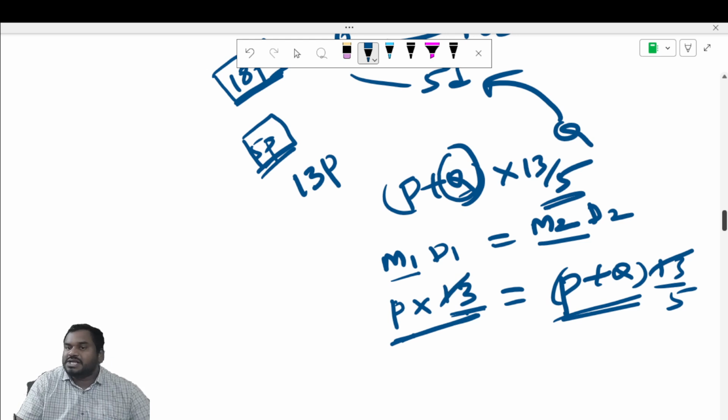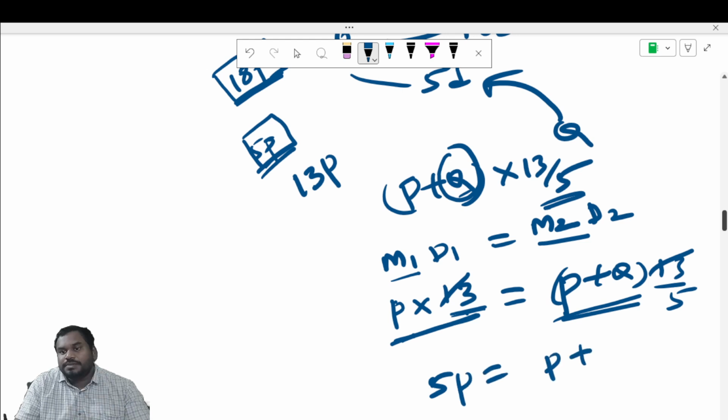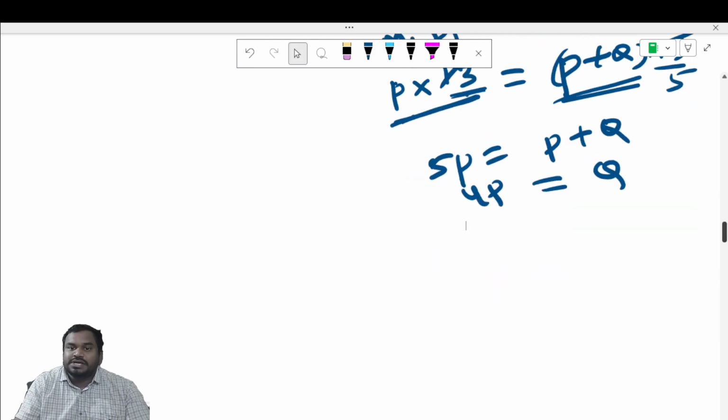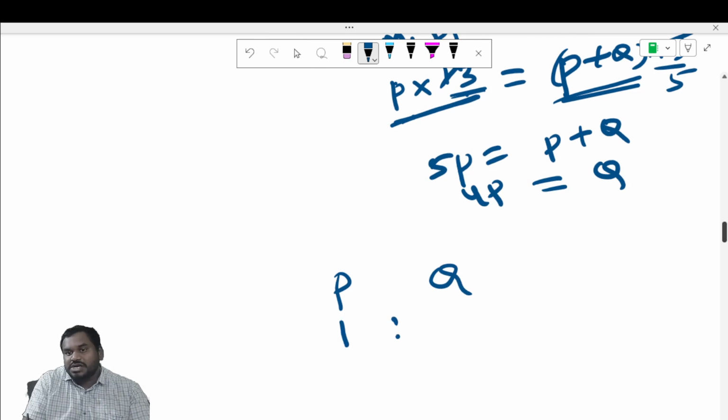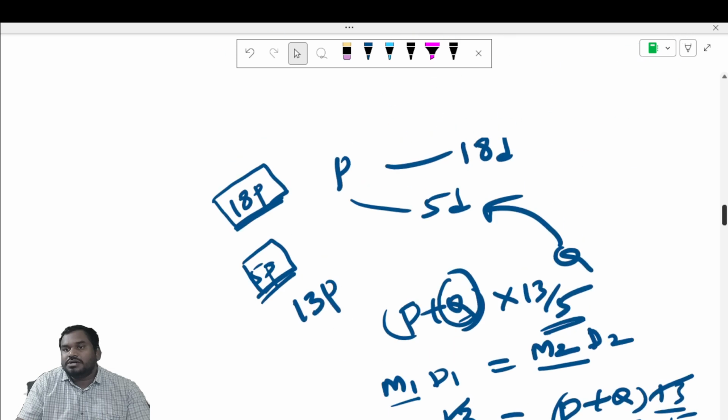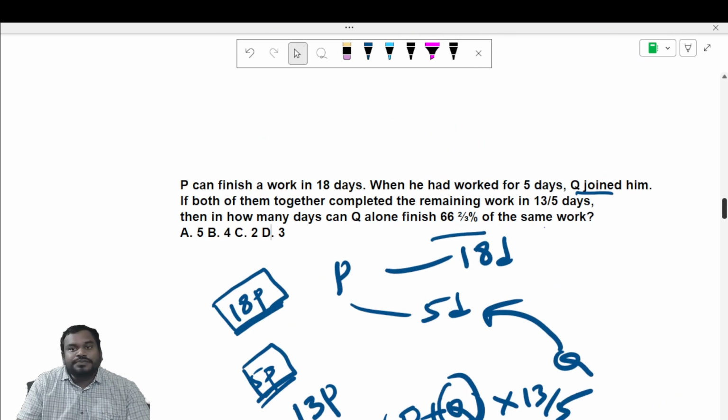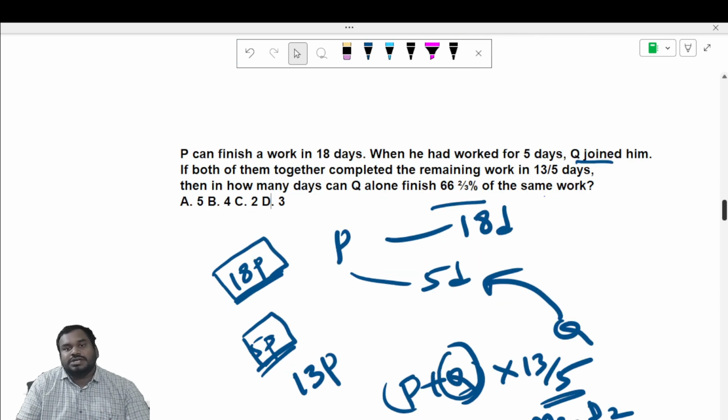So 13 gets cancelled. Then 5P is equal to P plus Q. From this Q is equal to 4P. So Q is 4 times as efficient as P. So if you write down P's efficiency and Q's efficiency, it will be 1:4. And what is the total amount of work? 18 is the total amount of work. So that is not required here. So 18 parts of work is there.